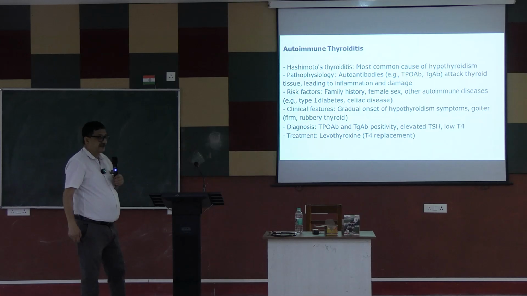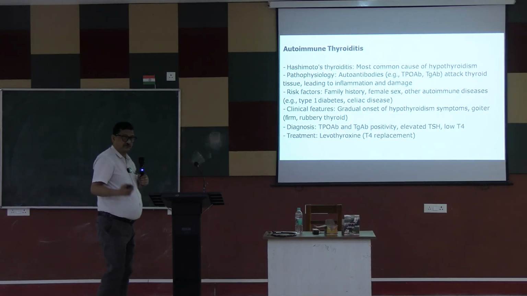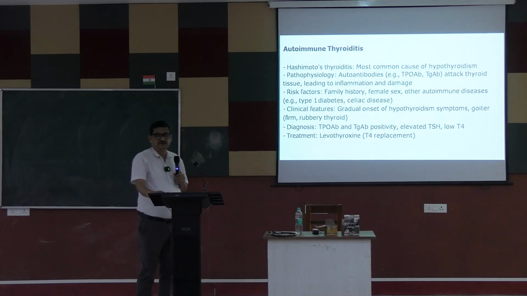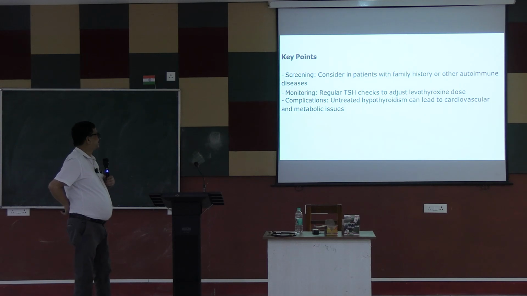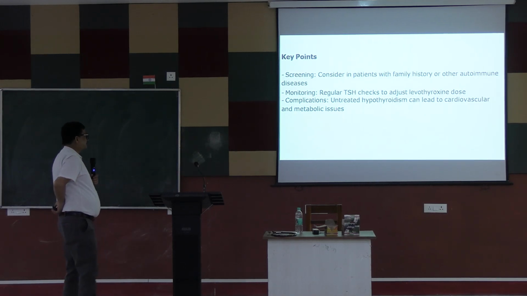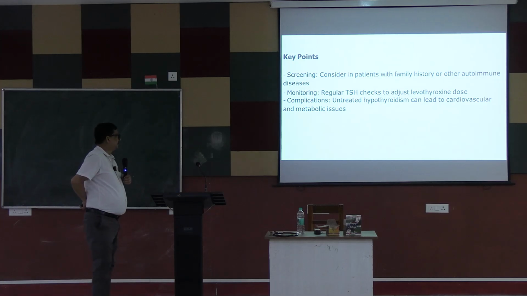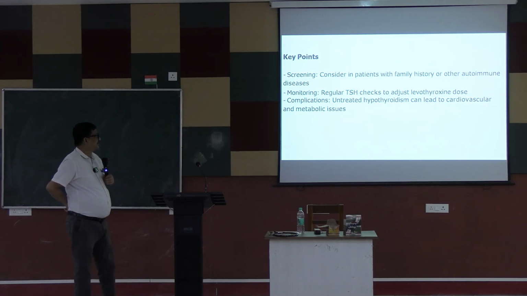Elevated TSH and low T4. Here the treatment is levothyroxine, the only option. No other options other than replacement. So whenever there is a patient with family history or other autoimmune disease, we will screen the patient for hypothyroidism. Regular TSH checks to adjust the thyroxine dose. A complication is that untreated hypothyroidism can lead to cardiovascular and metabolic disease.